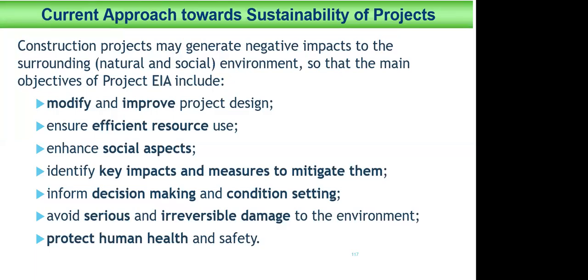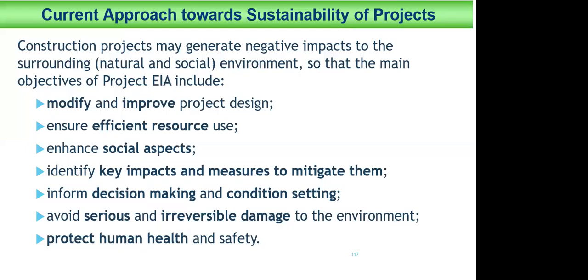So currently, how do we approach sustainability of projects? We all know that projects can generate negative impacts on the surroundings. Like I said, it can be negative or positive, it can be neutral. But where we are most concerned is the generation of negative impacts. Therefore, the main objectives of every EIA for a project should include the following. One, it should be able to modify and improve project design.